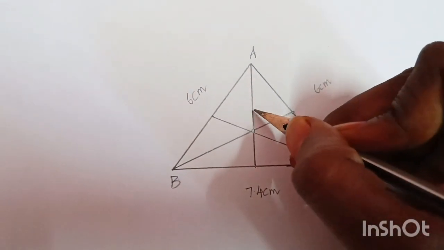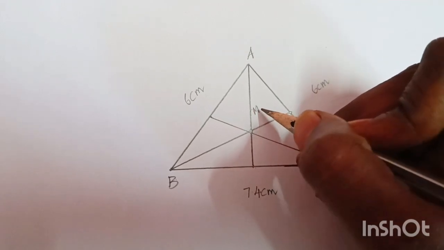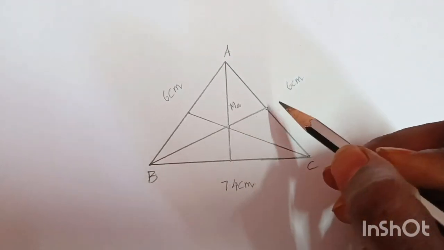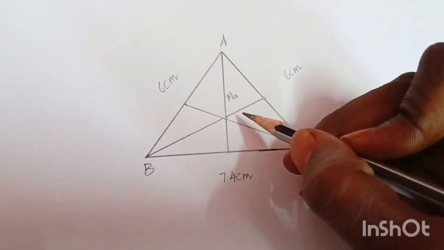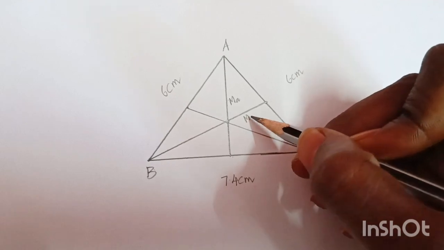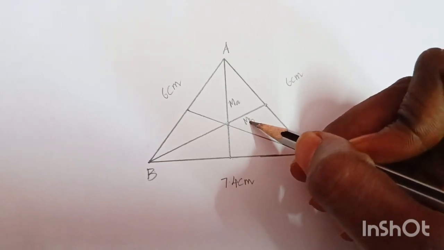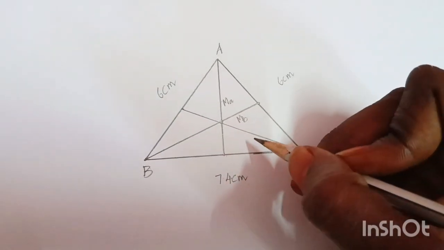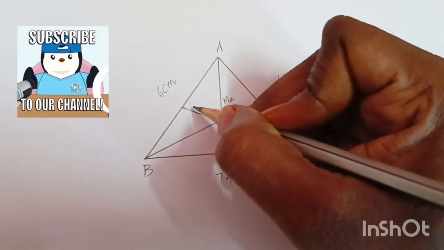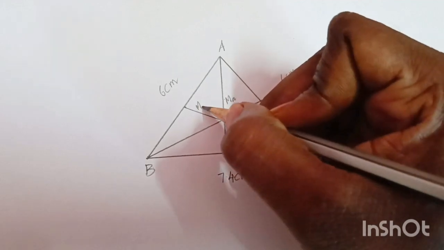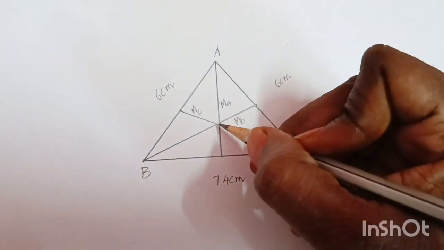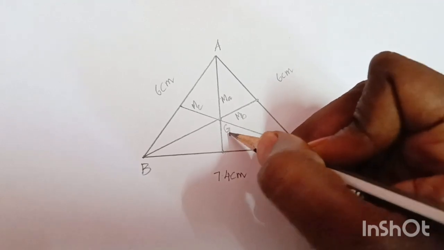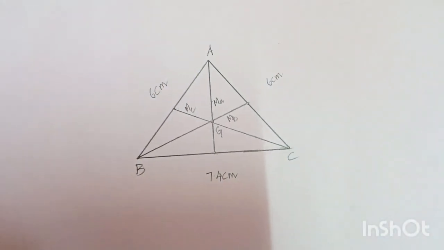The median which is drawn from the vertex A, I am assuming it as MA, and the median which is drawn from the vertex B is assumed as MB. Similarly, there is the third median which is drawn from the vertex C. I am assuming it as MC. Now, we know that the meeting point of all these three medians is called a centroid. I am representing this with G, the point G.